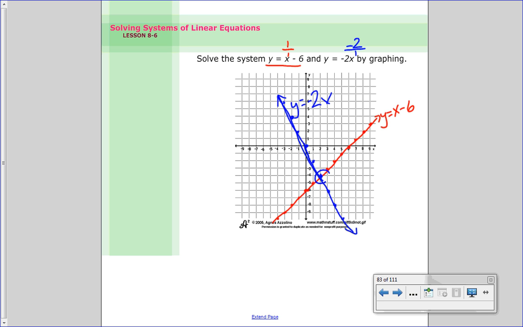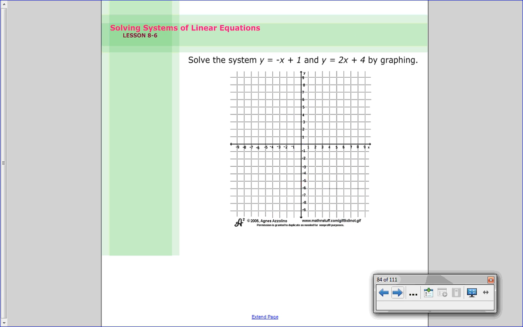And the point of intersection is right there, which is, let's see, on the x-axis, it's at 2. On the y, it is at negative 4. So my solution of that system is 2, negative 4. Final one, and I want you to solve this all on your own. And when you're all done, come back and check your answer. So go ahead and pause me now.